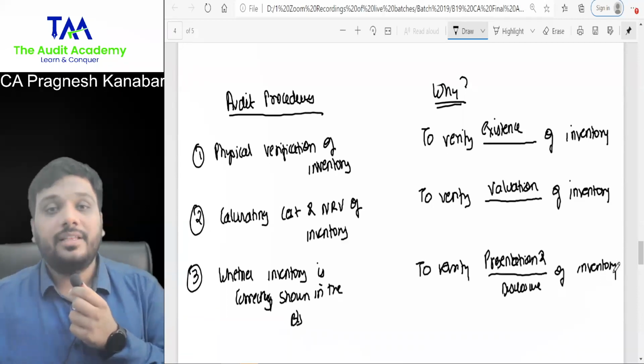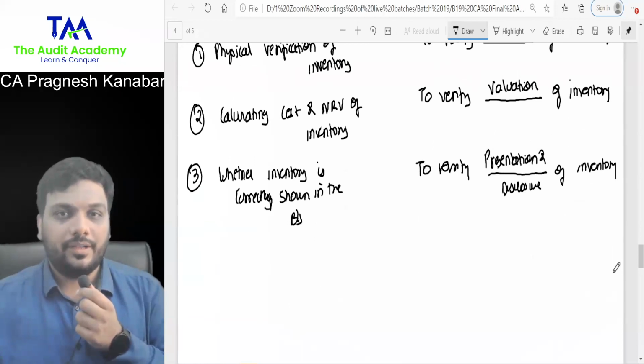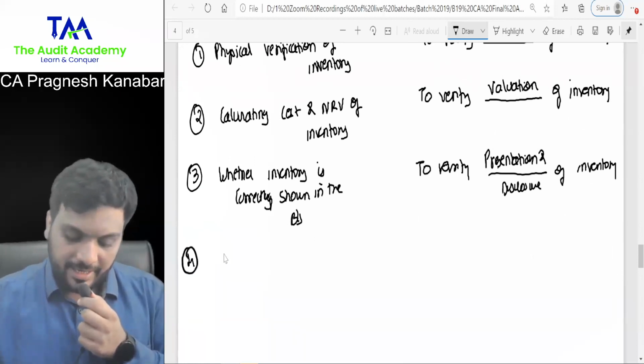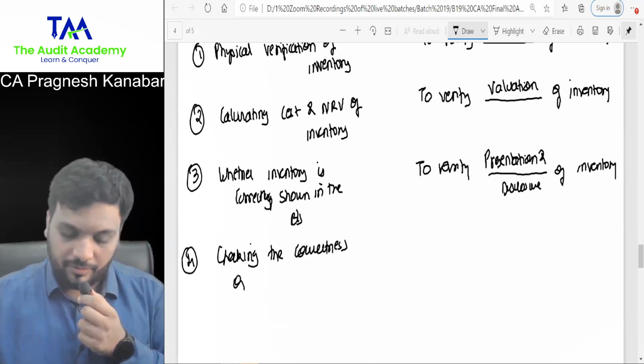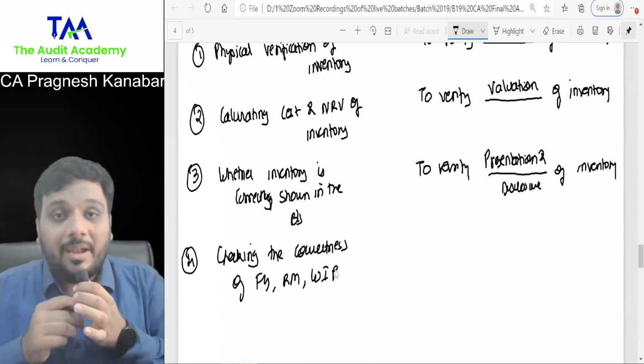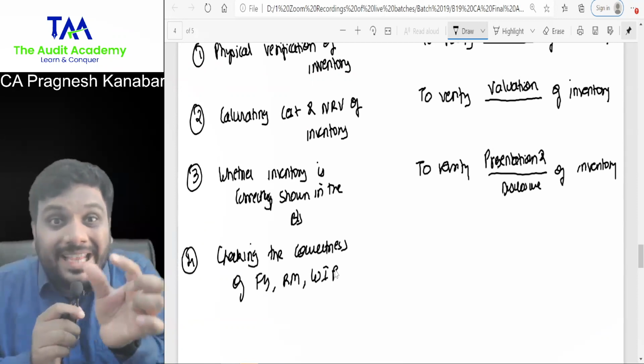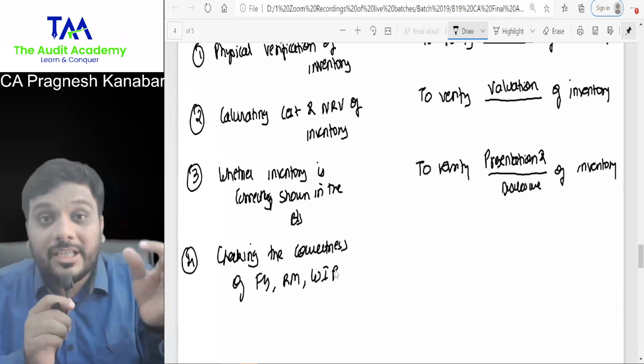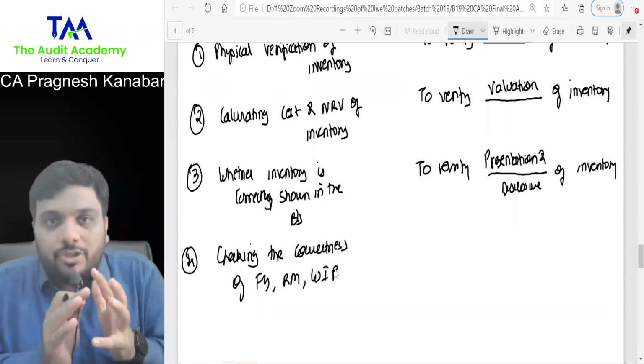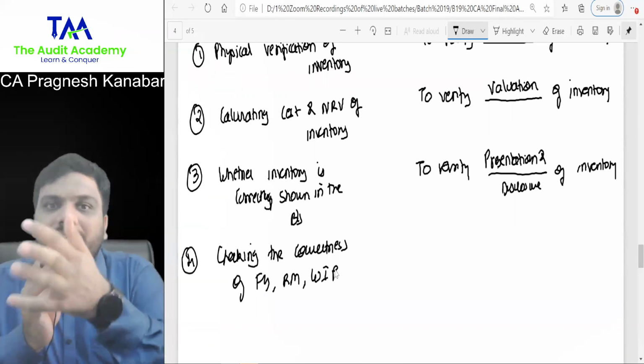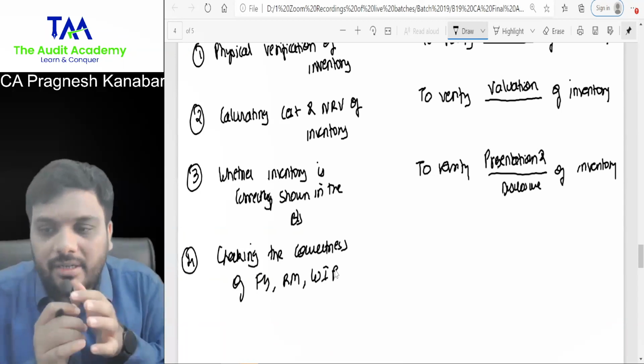I am trying to verify the presentation and disclosure of inventory. When I am checking the correctness of finished goods, raw material, WIP, that means whether everything is properly segregated. Whether finished goods are recorded in finished goods, WIP is in WIP account, raw material is in raw material account, correct?